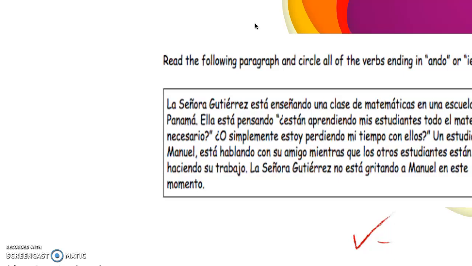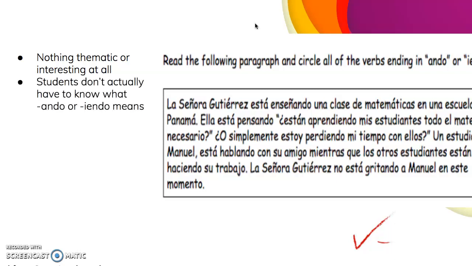That's lovely. I can complete this activity without ever knowing what ando or yendo means. So first and foremost, there is nothing thematic or interesting about this at all. You can find this person as interesting as you want, but there's nothing related to your actual curriculum. So right off the bat, there's no scenario to make this any bit relevant to my life, right?